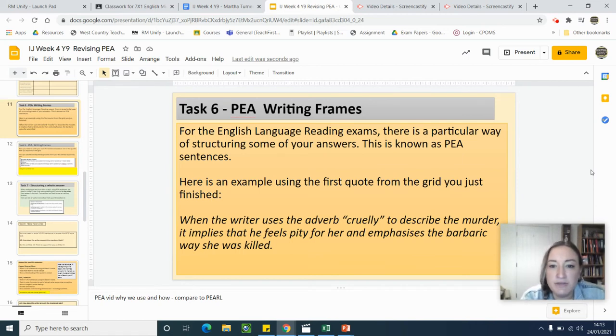So for the English language reading exams, there's a particular way of structuring some of your answers. So it's briefer, it's more concise. That means you say a lot in very few words, and then you move on to making a wider range of points using a wider range of evidence.